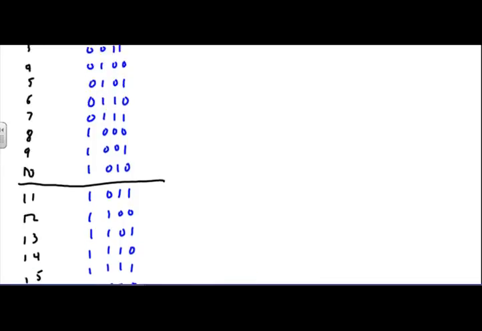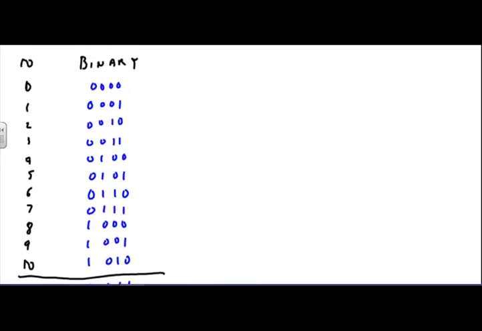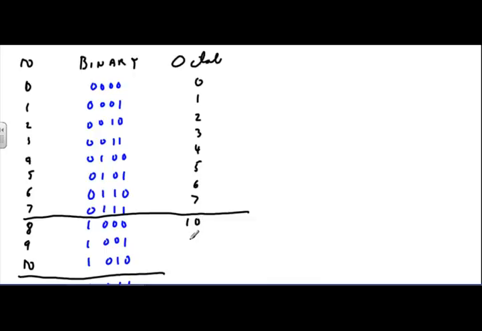All right, and then I'm going to do it again. I'm going to do it in octal. Okay, so I got 0, 1, 2, 3, 4, 5, 6, 7. I'm going to draw a line so that we know where we are. 8 is going to be a 1 and a 0. 9 is going to be a 1 and a 1. 10 is a 1 and a 2.